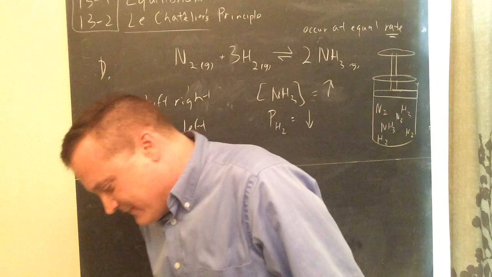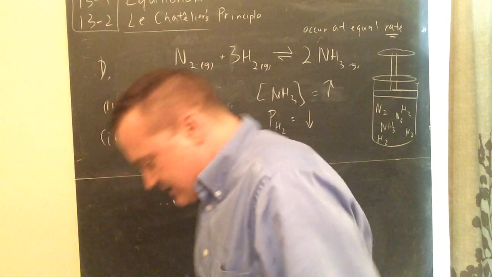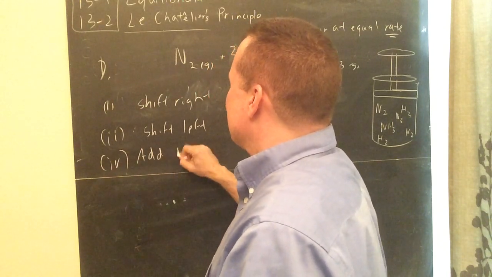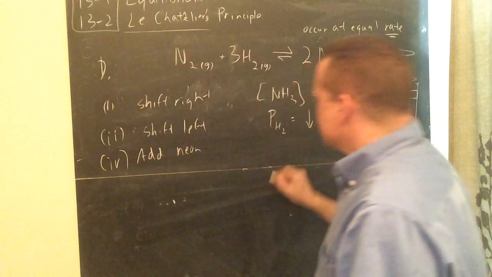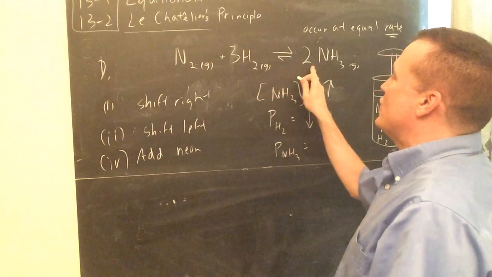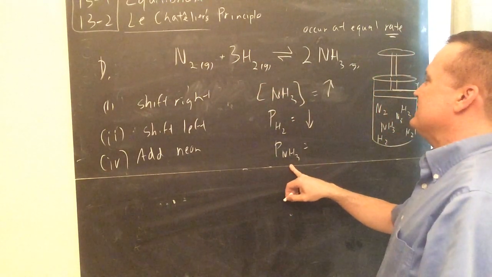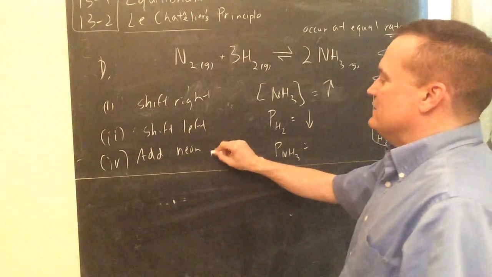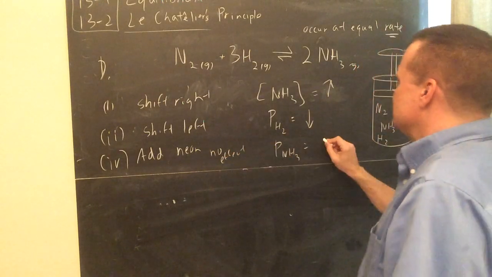And then last, add neon to the system. Okay, if you add neon gas, that's the same thing I told you before. And what will happen to the pressure of NH3? Can you remember adding neon? Since neon is a noble gas, it doesn't react with anything. So what happens to the pressure of NH3? Then it's going to have no effect, no change.